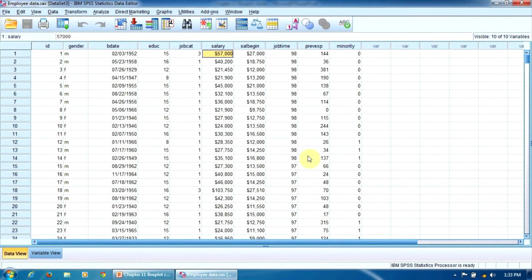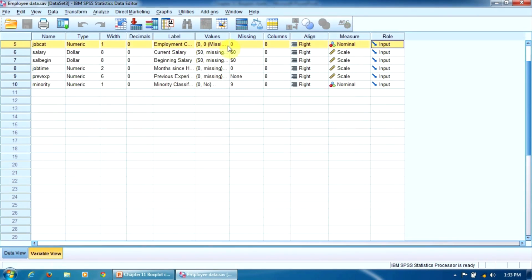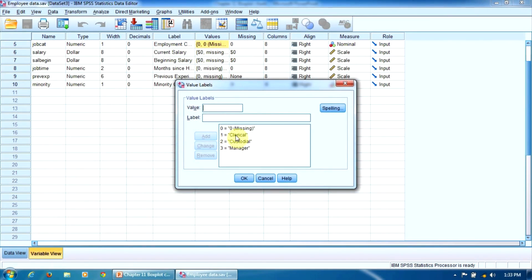We will compare the distributions of this variable for three employment categories: clerical, custodial, and managers. So, our independent variable will be job cat. Let's see again how it's coded. You may remember 1 for clerical employees, 2 for custodial employees, and 3 for the managers.